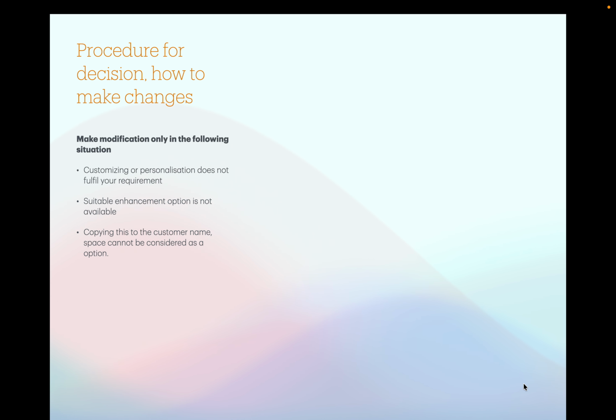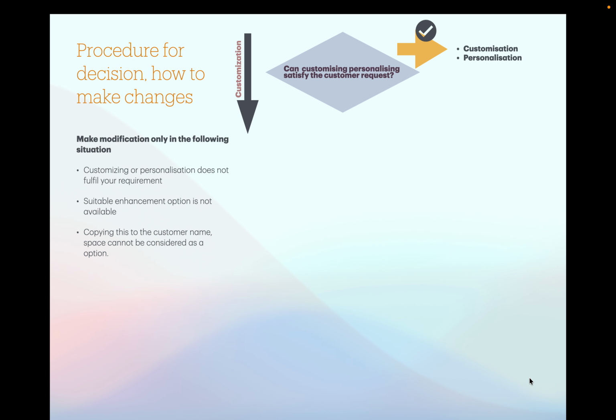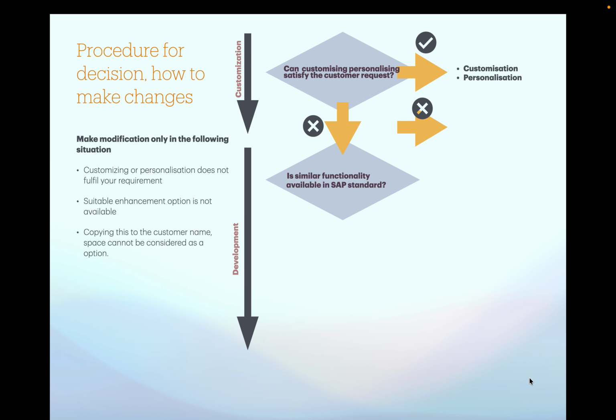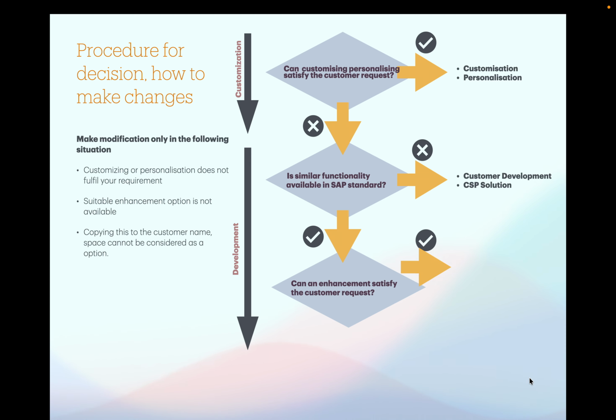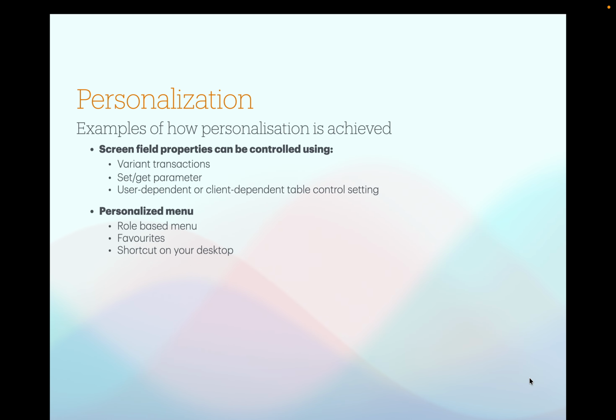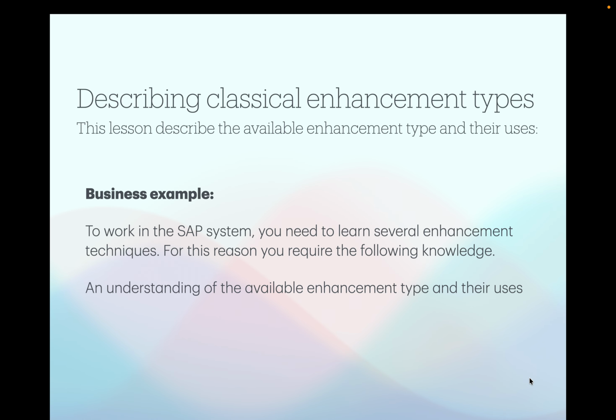Prior to that, we have already explained this flow, which options, and how we need to select the enhancement option while providing the business required process. These few practicals we have already covered. This is the agenda for today's exploration. The lesson describes the availability of enhancement types and their usages.